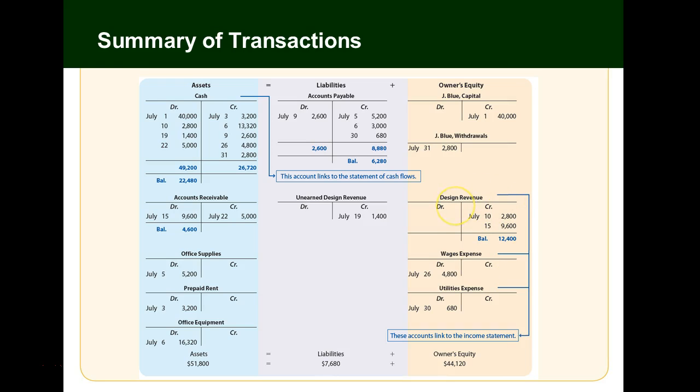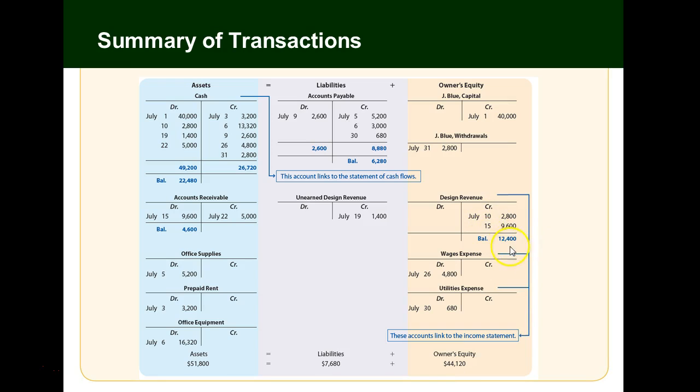So really what we're doing here is we're getting more detailed, and instead of showing just the net amount, we're taking our revenue accounts minus our expense accounts, and the difference is going in our capital, along with the capital invested, minus any withdrawals. So if we take our $40,000 minus our $2,800 plus our $12,400 minus our $4,800 and our $680, we get $44,120.